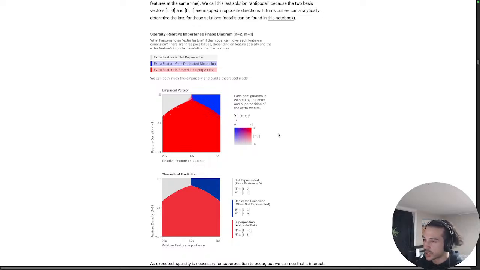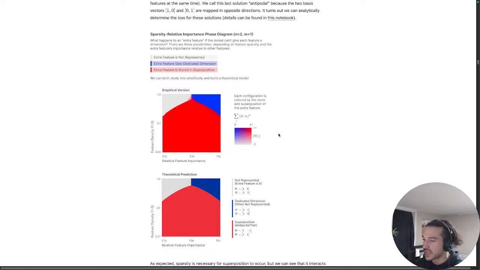So in the empirical version, the y is feature density and the x is the relative feature importance. Each configuration is colored by the norm and superposition of the extra feature, the sum over j of (x hat sub i times x sub j) squared. And so in this empirical version, as the sparsity approaches 1, you get only not represented and dedicated dimensions. As the sparsity approaches 0, everything's in superposition.